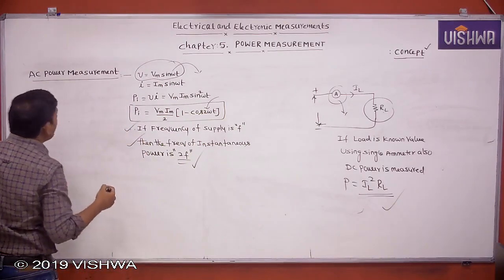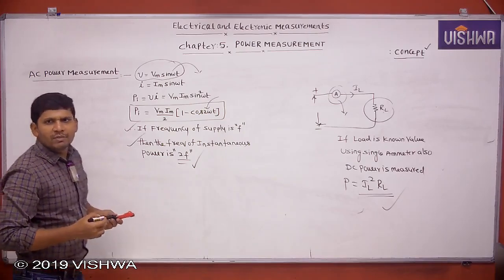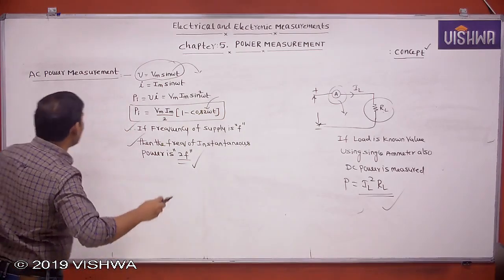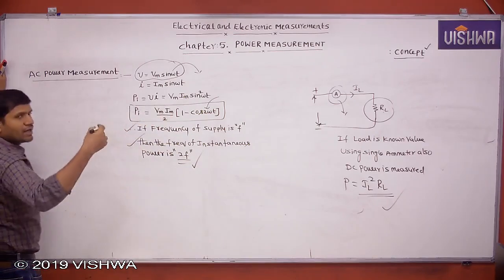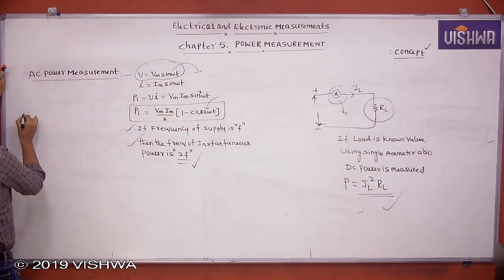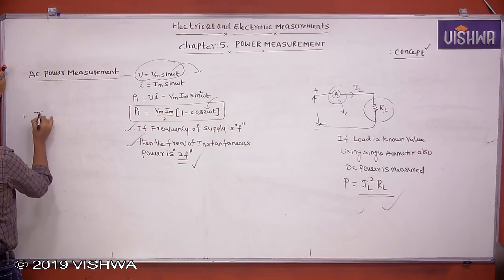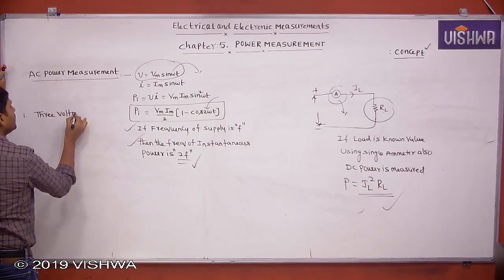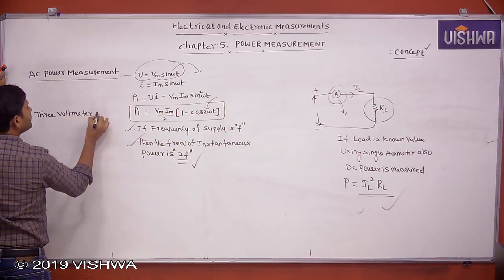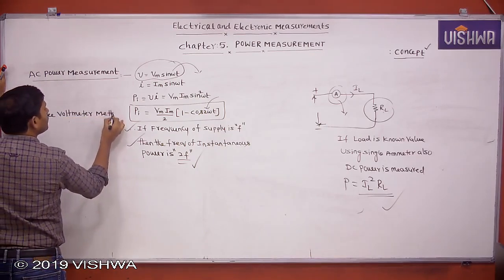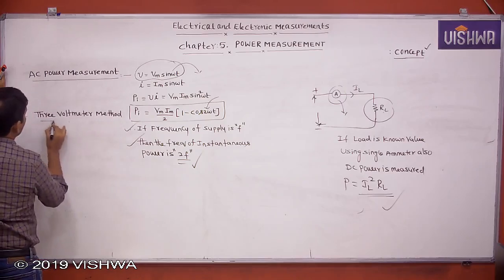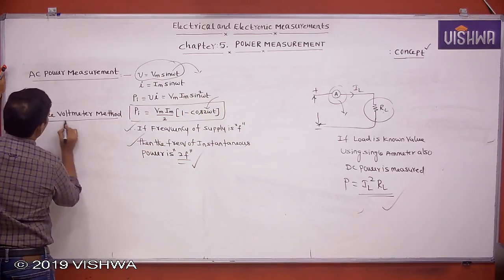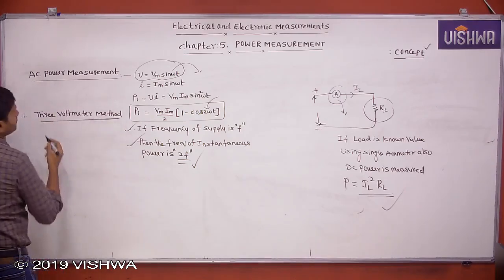Now, here I want to discuss AC power measurement by using 3 voltmeter method and 3 ammeter method. Later I will start the wattmeters. First one is the 3 voltmeter method. AC power measurement using 3 voltmeter method. First, concentrate on how to connect these 3 voltmeters.